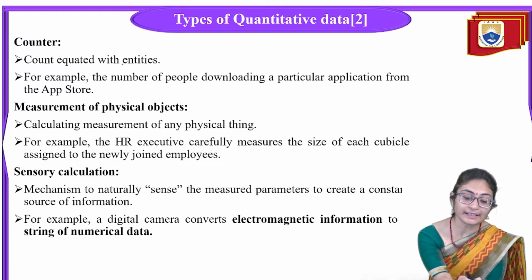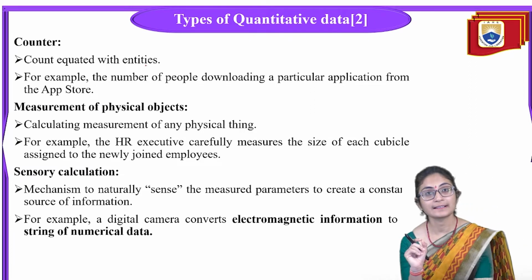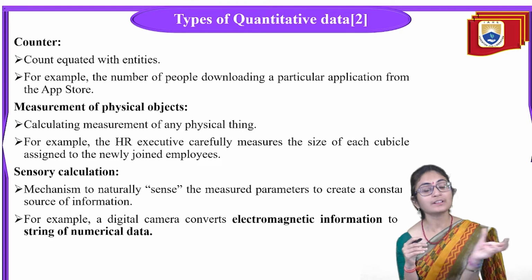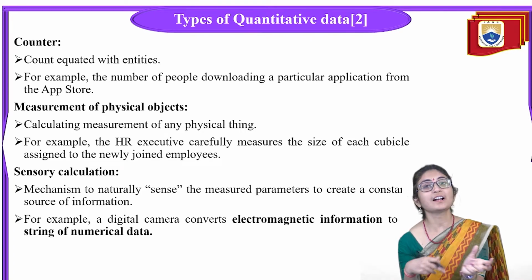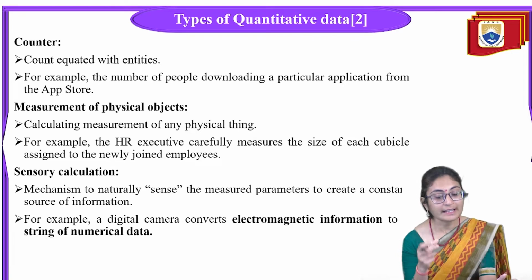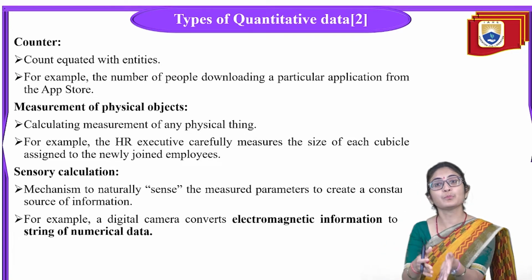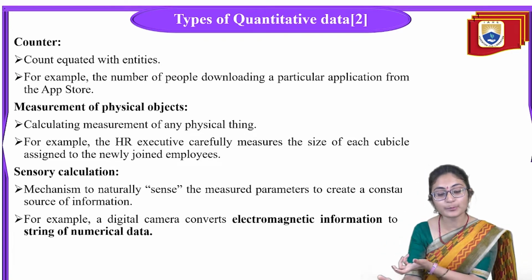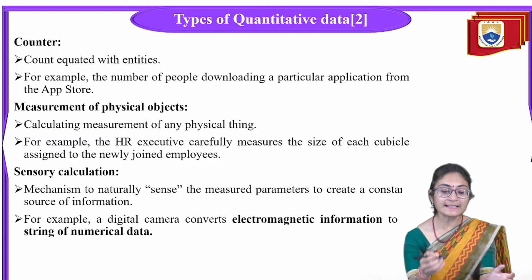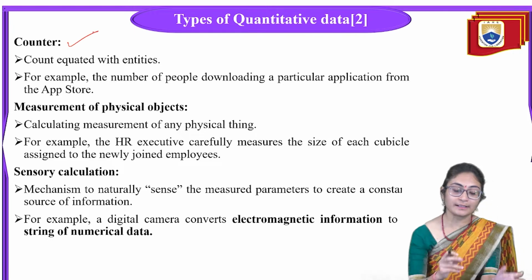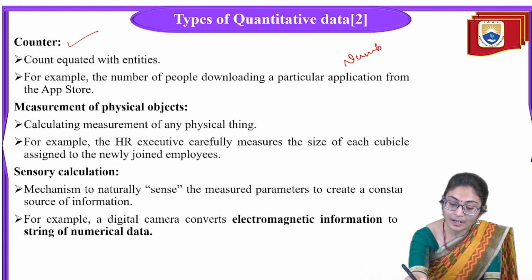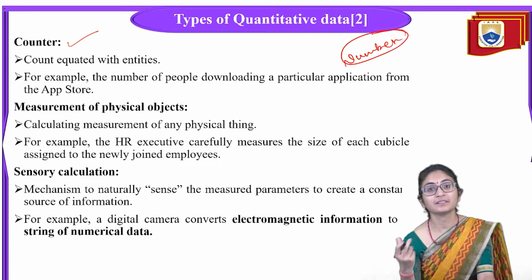Count equated with entities. That means in the counter we will count the entities. How many counters are there? How many entities are available there? That means we will find out the number of people downloading a particular application. This topic is suggesting only numbers. How many numbers are available?